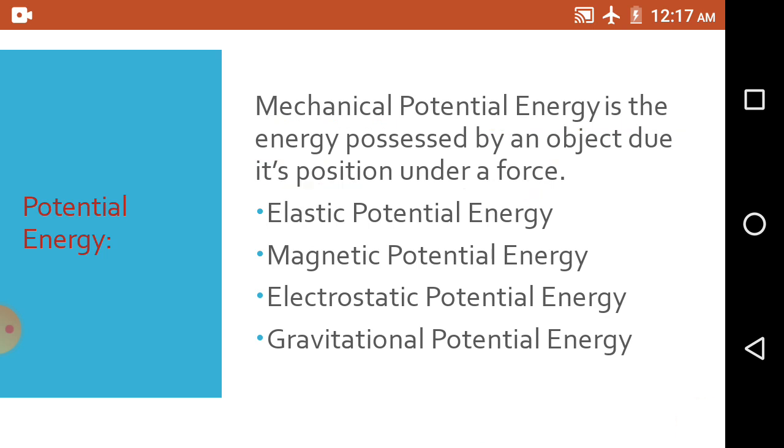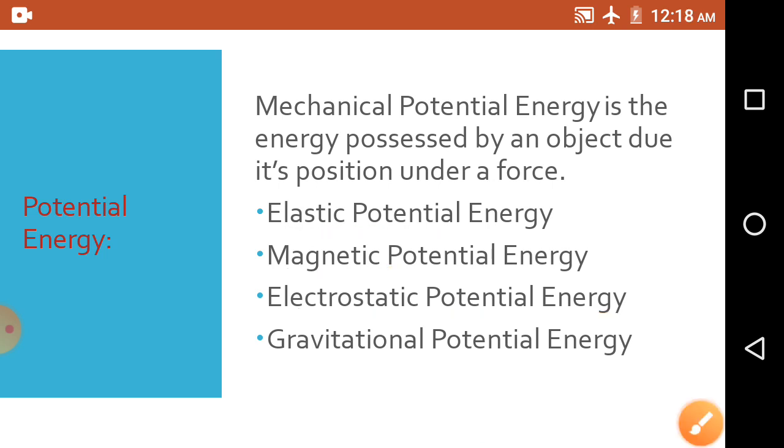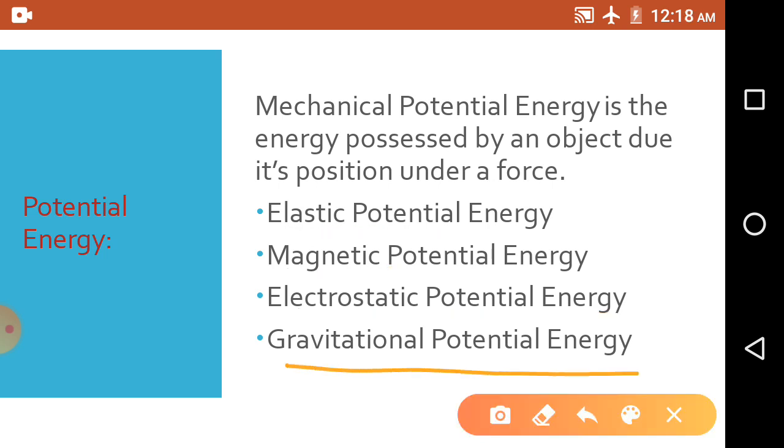Some of the potential energies are elastic potential energy, magnetic potential energy, and electrostatic potential energy. Magnetic potential energy means whenever two magnets are kept near one another, there is some energy of the magnet, and this energy is called magnetic potential energy. Electrostatic potential energy is the energy of a charged particle. And the last one is gravitational potential energy, which we will discuss in this video.